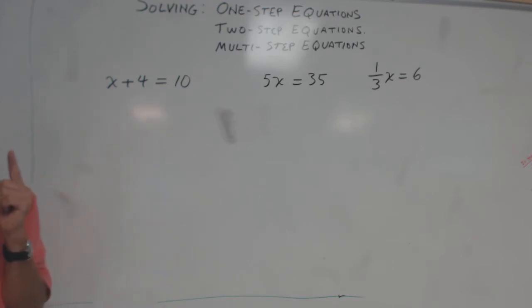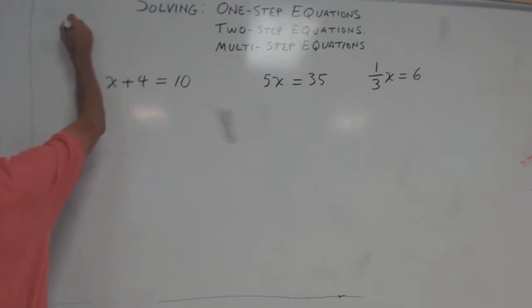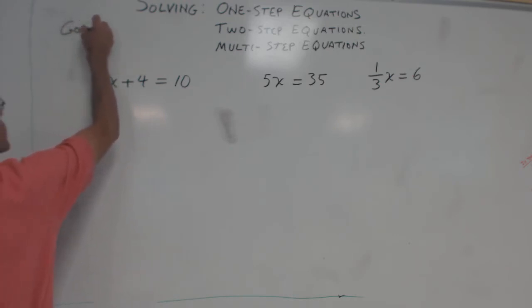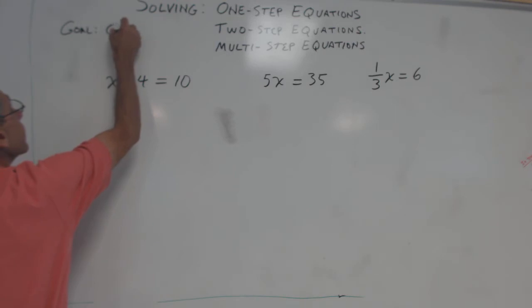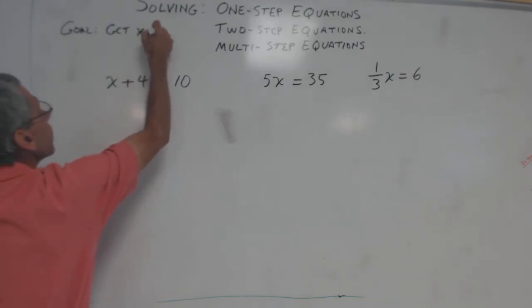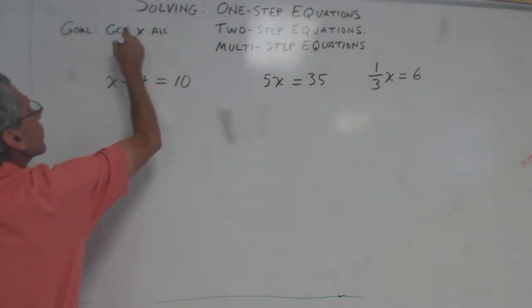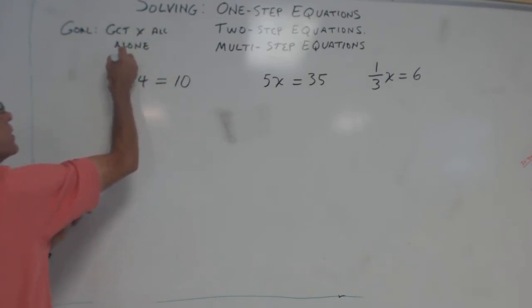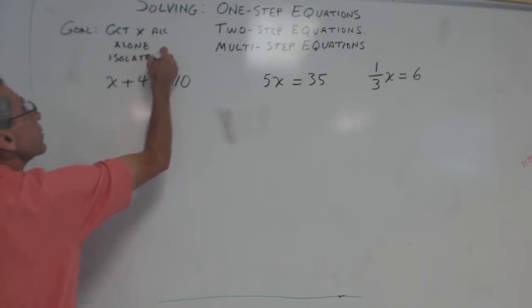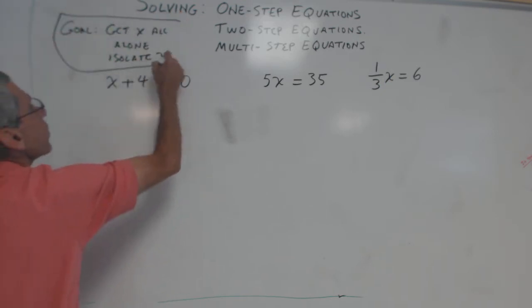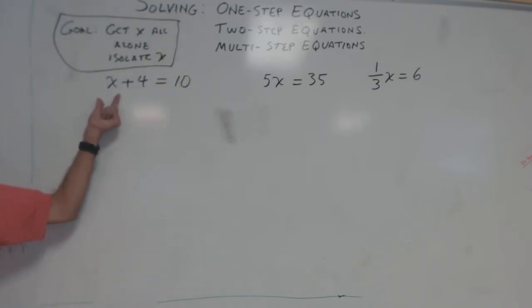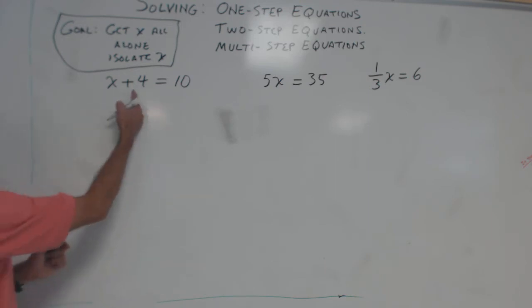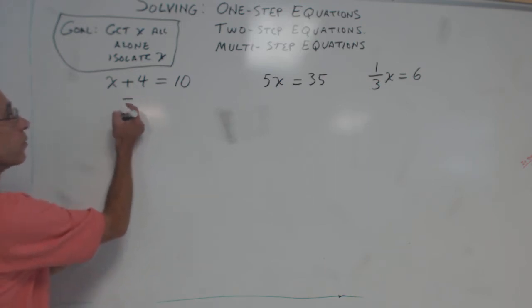So my goal, and this is my goal always: get x all alone, right? Another way to say it is isolate x. That's your goal. So what is in the way of x being all by itself? I want to say x equals, not x plus 4 equals, so that doggone 4 has got to be removed.